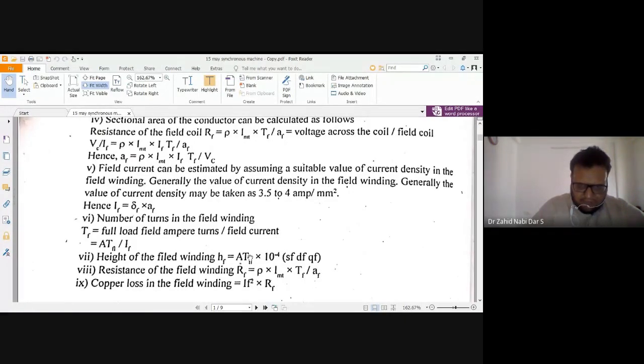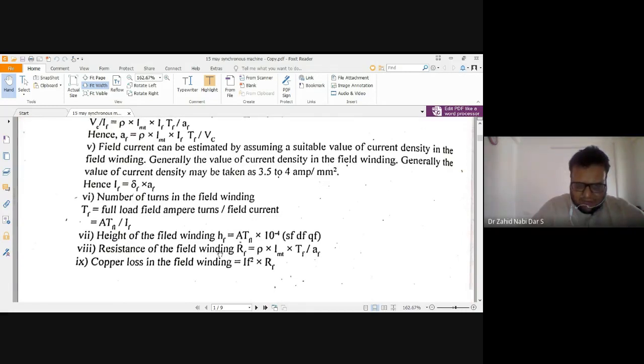The height of the field winding should actually come from your length into breadth dimensions, not from here. The rest resistance of the field winding is okay. The height of the field winding we have dealt with in the earlier sections also. From there you verify. You have to work hard.